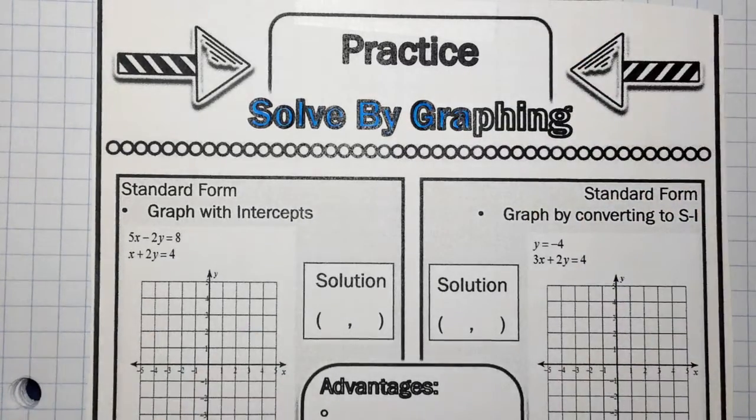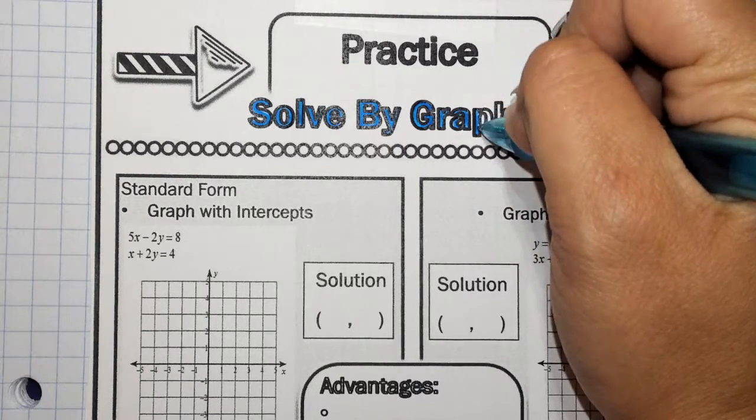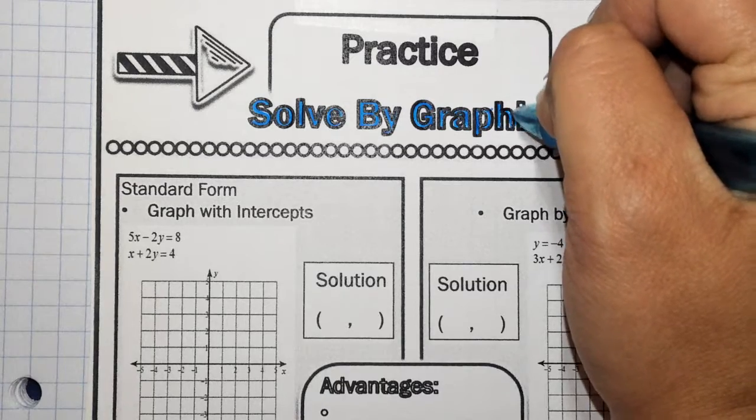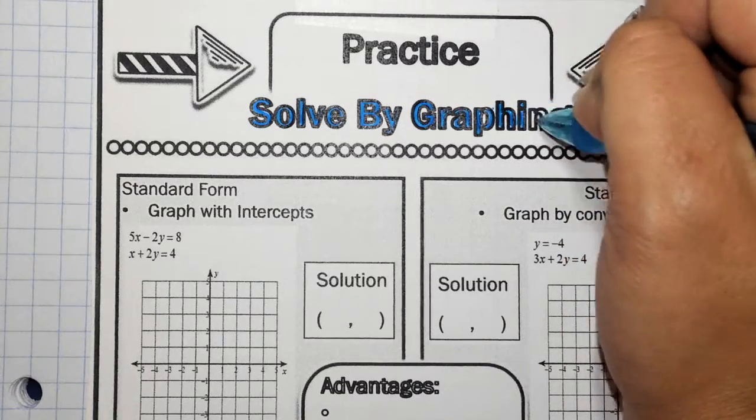We learned 3 ways. We learned standard form where we find our intercepts, slope intercept, y equals mx plus b, and point slope. So today what we're going to do is practice graphing our systems using those methods.